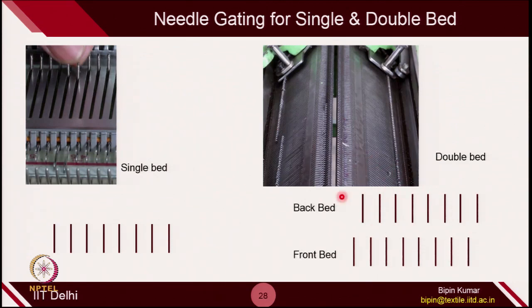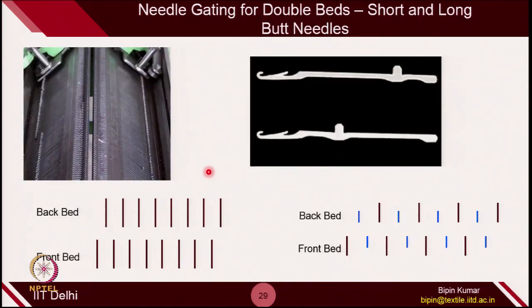So, this is how the needles are placed on a V bed machine. On a V bed also there are 2 possibilities. There are some machines where you can find long butt needles as well as short butt needles on the same bed. Again, the placement of these needles will not be facing each other, so each bed is not facing each other. Here you can see both long and short butt needles are present on the same bed. So, such machines are also there.